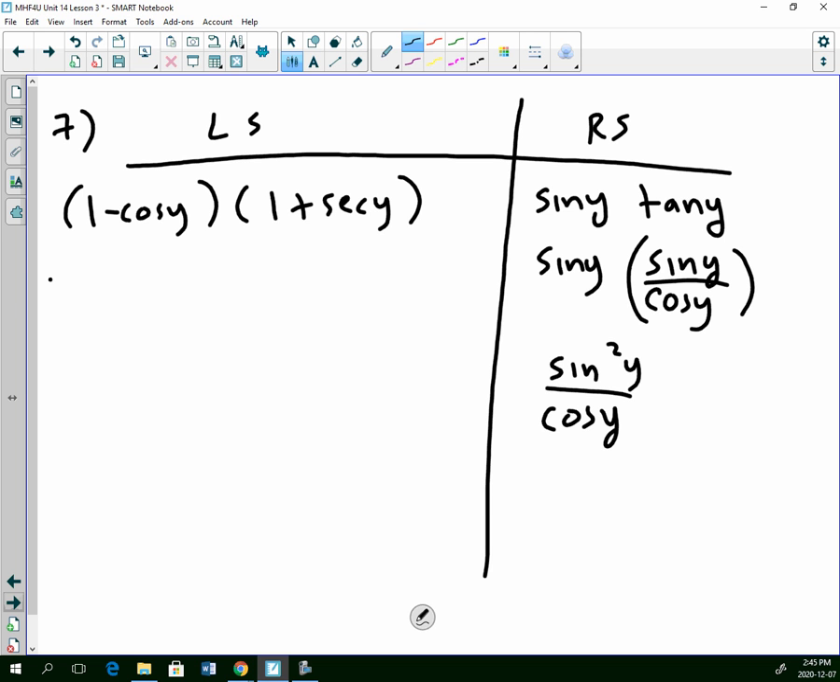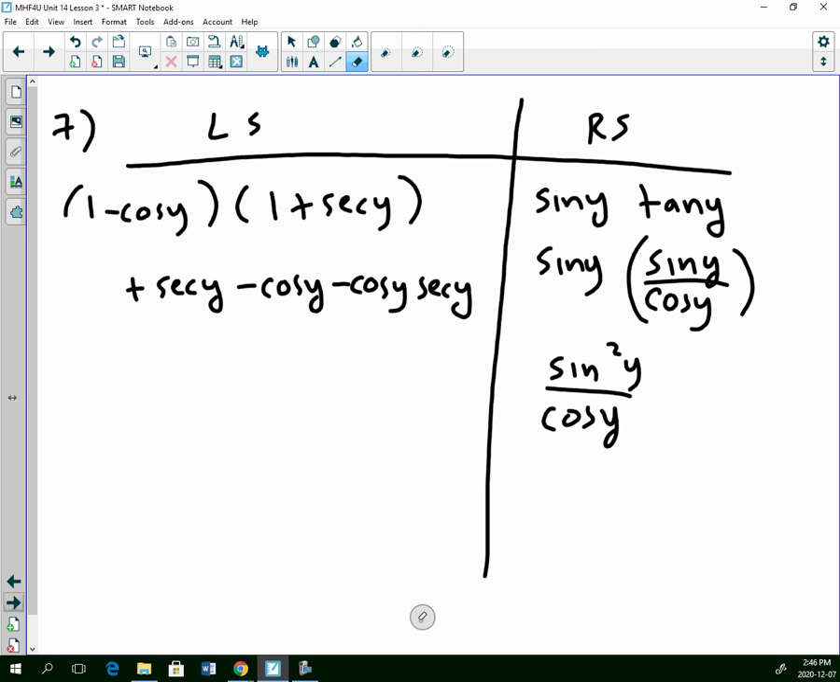On the left side, you can expand and then change, or you can change and then expand. It's up to you. I'm just going to multiply out the brackets, and then I'm going to change the secant. So I've got 1 times 1, 1 times secant y, minus cosine times 1, and minus cos y secant y. So it doesn't really matter whether you change at the beginning or in the second step.